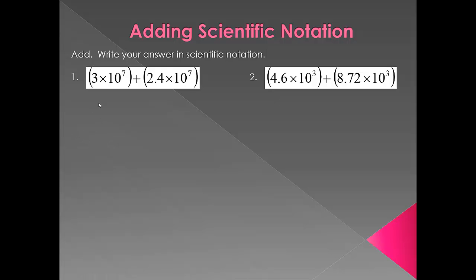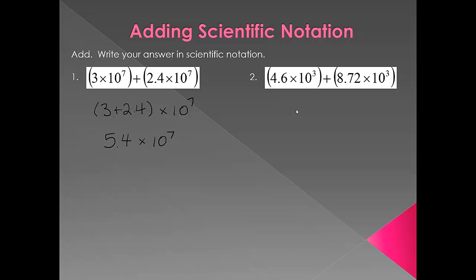So I'm going to add 3 plus 2 4/10. And that answer would then be times 10 to the 7th power. 3 plus 2 4/10 is 5 4/10. So I have 5 4/10 times 10 to the 7th power.